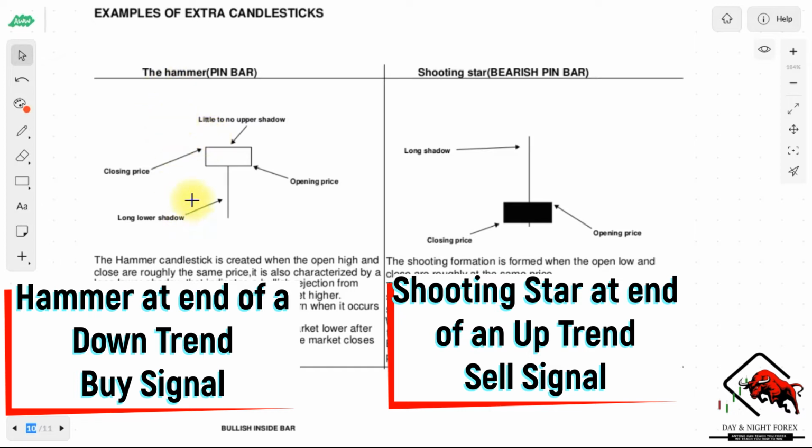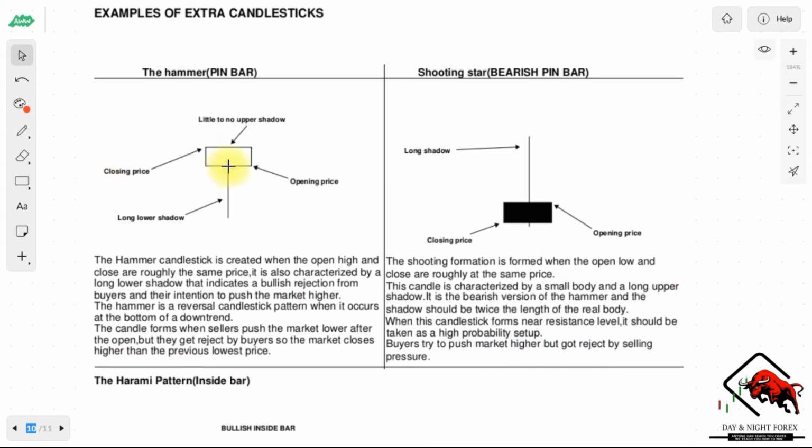So all these three will be roughly at the same price. As you can see right here, we have our open, we have our close, and the high. The high here didn't actually have an upper shadow or anything. It just closed directly at the same as the closing price. So it is also characterized by a lower shadow that indicates a bullish rejection from the buyers and their intention to push the market higher. So this candle right here actually reached here, but then it was rejected and it closed above the opening price, making it a bullish candle in this instance.